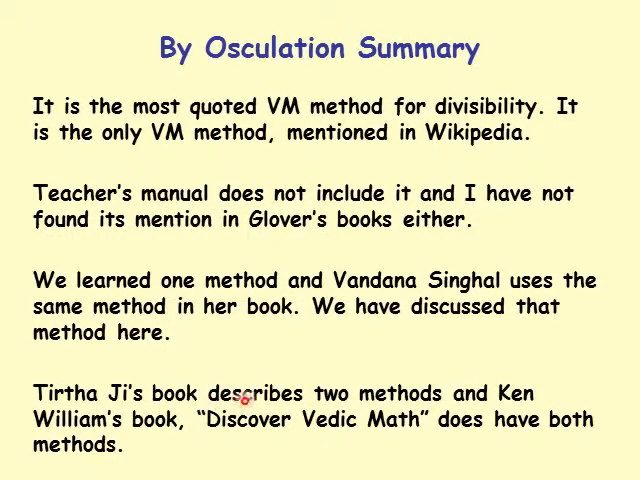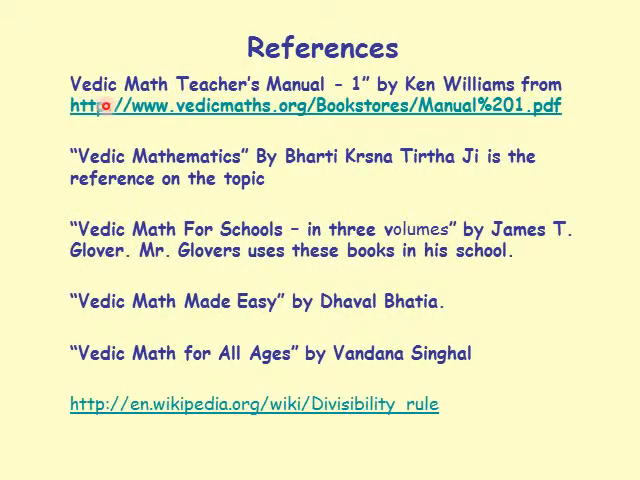Tirthaji's book describes two methods, and Ken Williams' book Discover Vedic Math has both those methods. The main reference is our teacher's manual, and it does not have the osculation method. Vedic Mathematics by Bharati Tirtha Krishnaji has two methods of osculation. Vedic Math for Schools has the by-remainders method and does not have the osculation method. Vedic Math Made Easy by Bhatia doesn't have osculation either. Vedic Math for All Ages has one method of osculation.